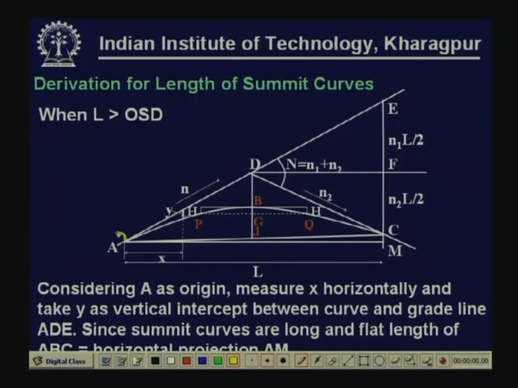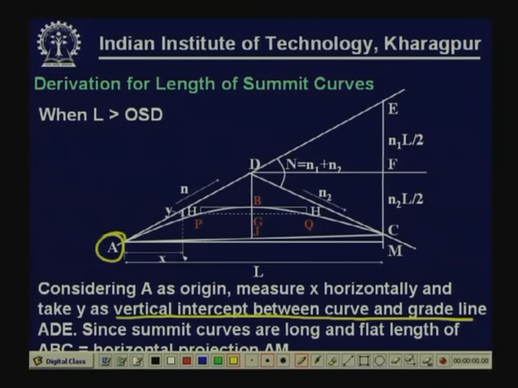If we consider A as the origin and measure x horizontally, and y is measured as the vertical intercept between the curve and the grade line. So, if we consider x here, up to this point, then y is actually this yellow portion. The difference, vertical intercept between curve and the grade line. So, this is the grade line AE, curve is this one. So, vertical intercept between curve and grade line, that is what is y.